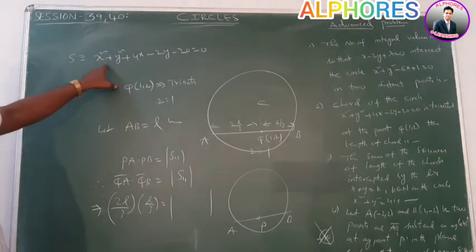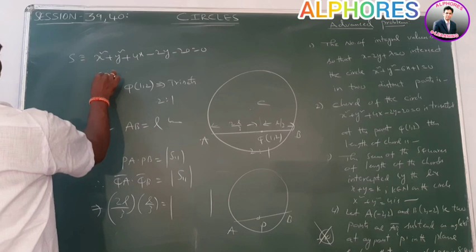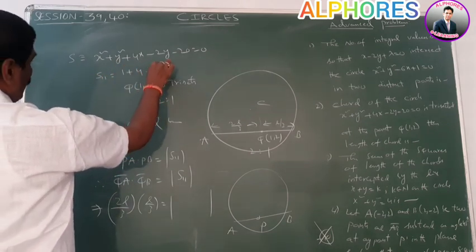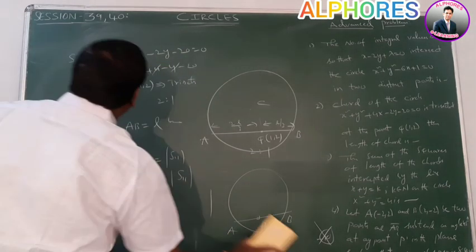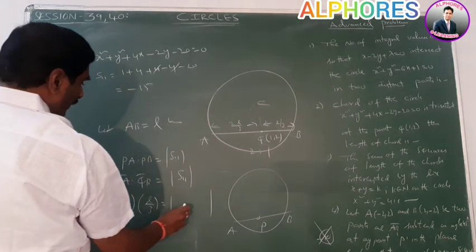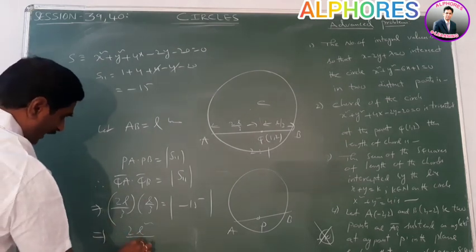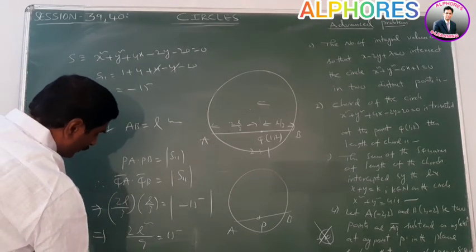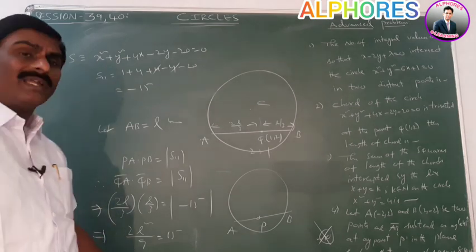That means x1 square plus y1 square plus 4x1 minus 2y1 minus 20. Here S11 is equal to 1 square plus 2 square plus 4 into 1 minus 2 into 2 minus 20, which is equal to minus 15. Mod S11 means 15. 2L by 3 into L by 3 means 2L square by 9 is equal to 15. So 2L square is equal to 15 into 9 by 2, and L is equal to root over 15 into 9 by 2. It is the length of the chord.